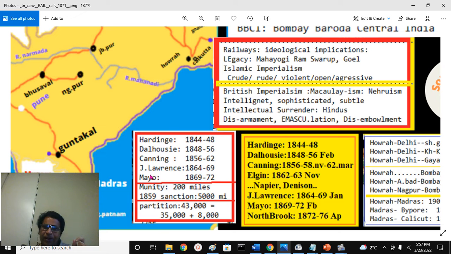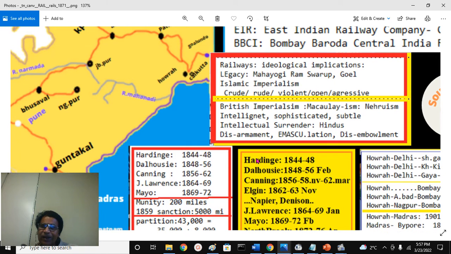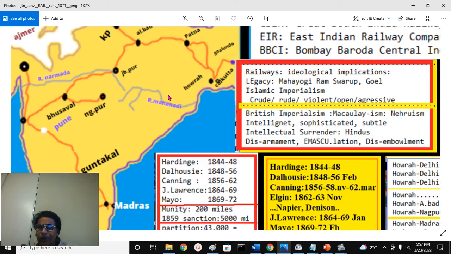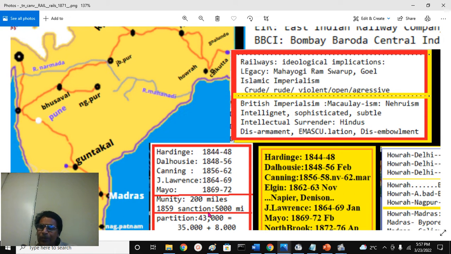1857 in Meerut, there was roundabout 200 miles of railway line. You remember by 1859 the British built a railway of 5,000 miles. That means they sanctioned and built, I think, roundabout 7,000 miles or so. During 1871, they built a large amount of railway. When the mutiny broke out, there was roundabout 200 miles. That played a very important role in suppressing the mutiny.